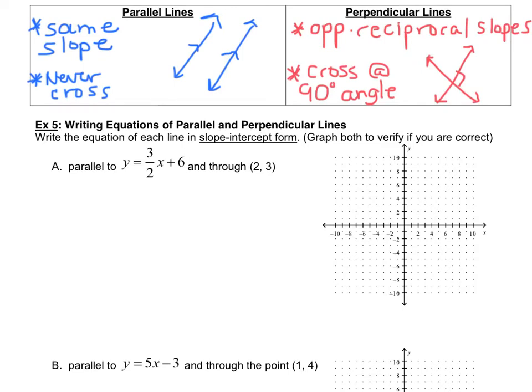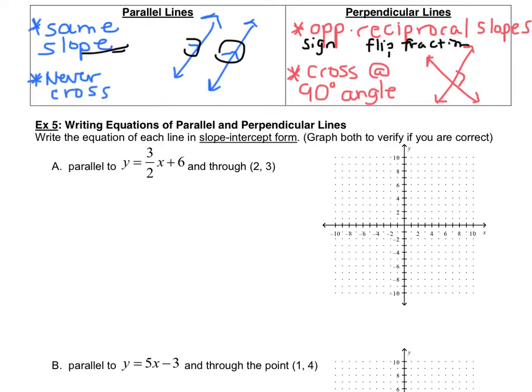Parallel lines have the exact same slopes. They never cross, and those little arrows are the symbols you put on lines so people believe you that your lines are parallel. Perpendicular lines have slopes that are opposite reciprocals. Opposite sign, so if it's positive, it flips to negative. If it's negative, it flips to positive. And reciprocal means you flip the fraction over.